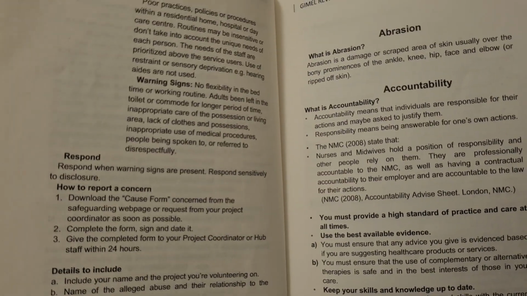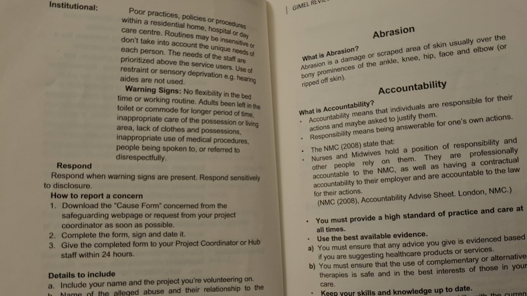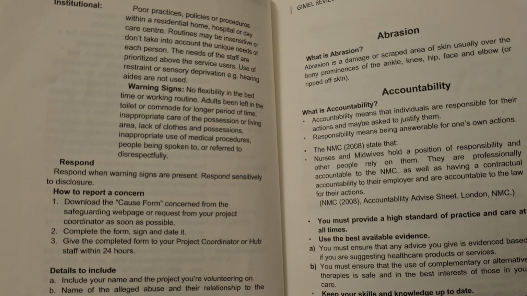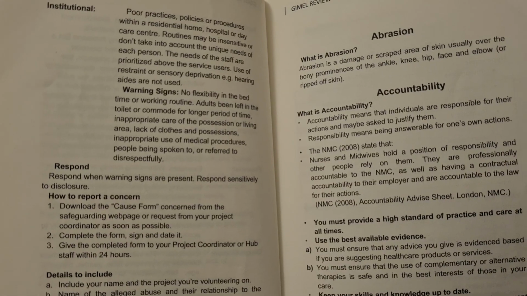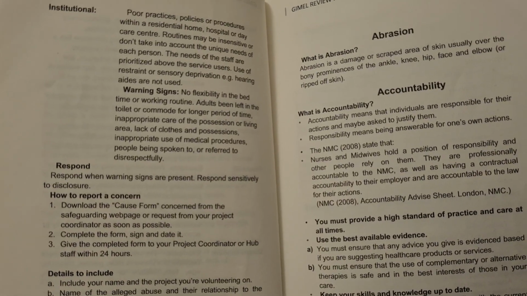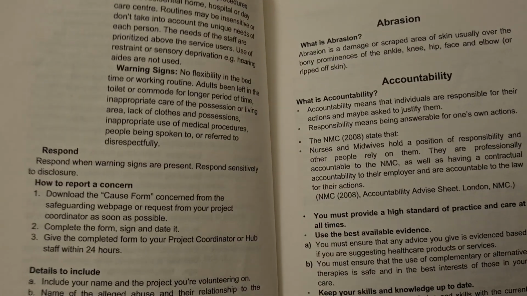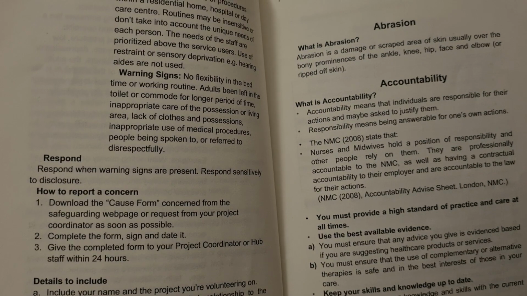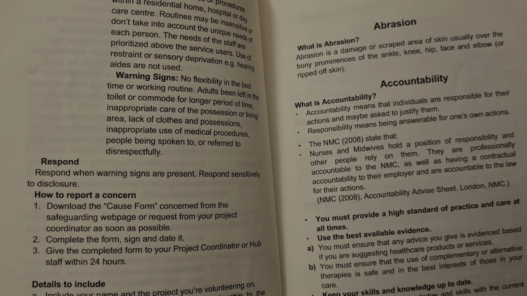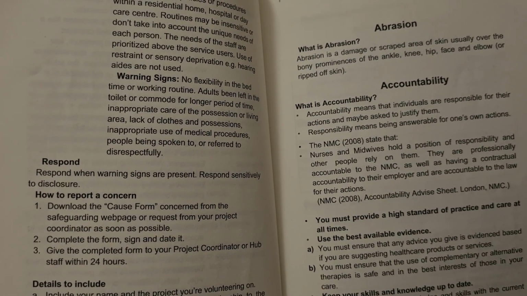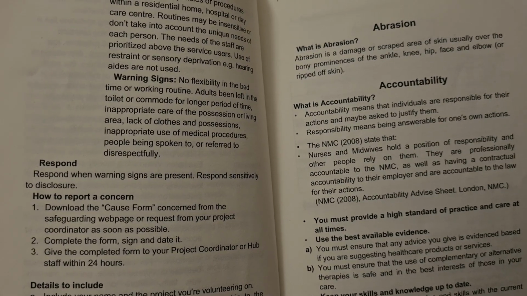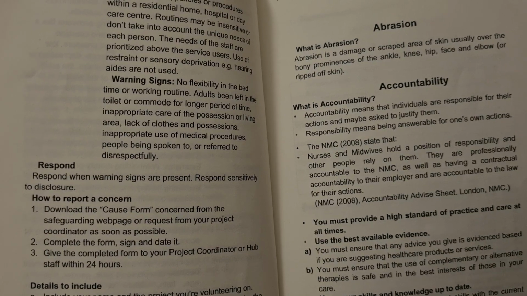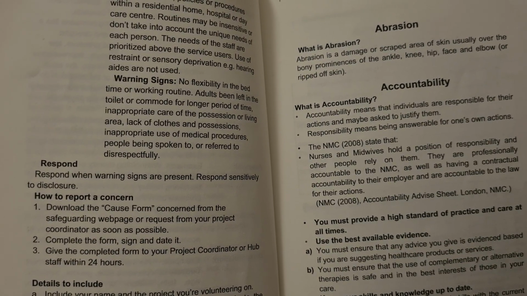So, what are the responses to these abuses? Respond when warning signs are present. Respond sensitively to disclosure. How to report a concern? This is important as well. Download the cause for concern form from the safeguarding web page or request it from your project coordinator as soon as possible. Complete the form, sign and date it. Give the completed form to your project coordinator or hub staff within 24 hours.